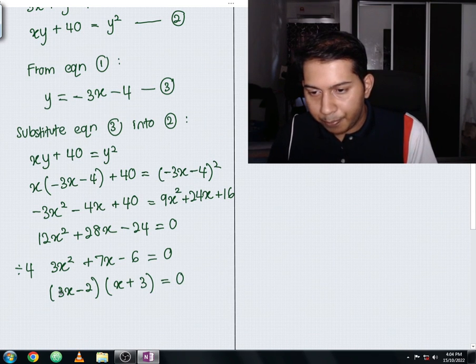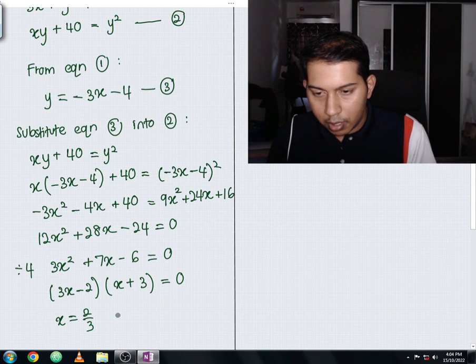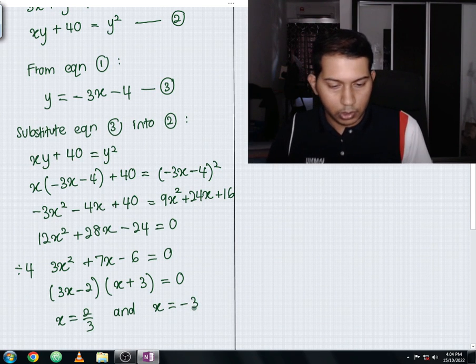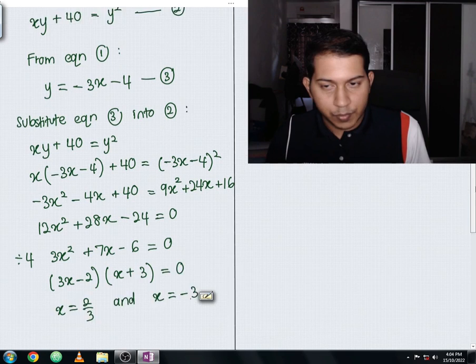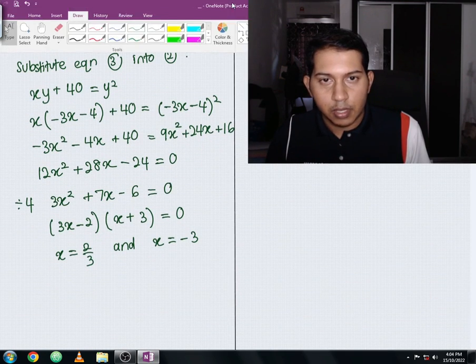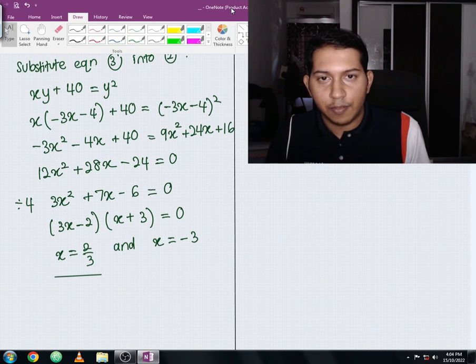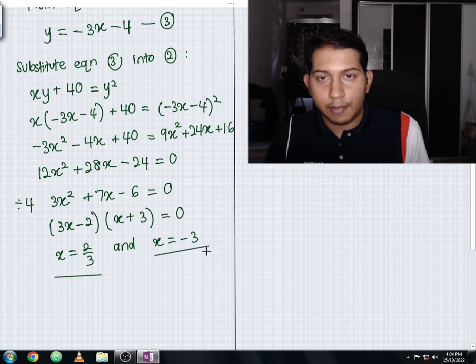Okay, so from here your first x value will be equal to 2 over 3, and your second x value will be equal to negative 3. So you get 2 x values. So once you get the x value, for the next step what you need to do is find the corresponding y values.